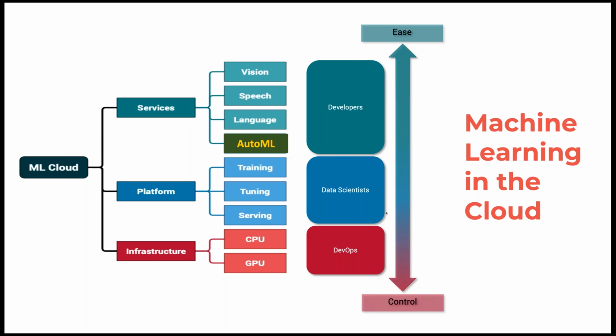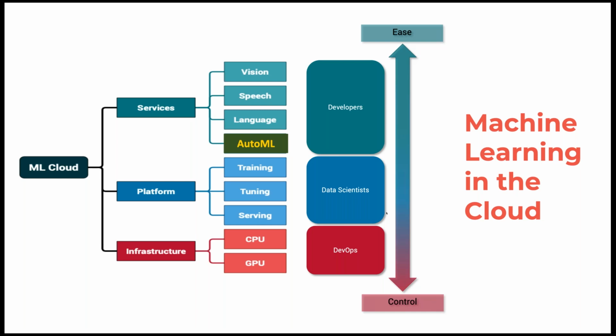So in this spectrum, obviously infrastructure gives you a lot of control, and APIs and services give you a lot of ease. AutoML is somewhere in the middle, where it overlaps between services and platform offerings. So that's the big picture of machine learning in the cloud, and you can map this to your favorite cloud platform, which could be AWS or Azure, Google Cloud, IBM, Alibaba, Huawei. All of them have a very similar set of offerings.